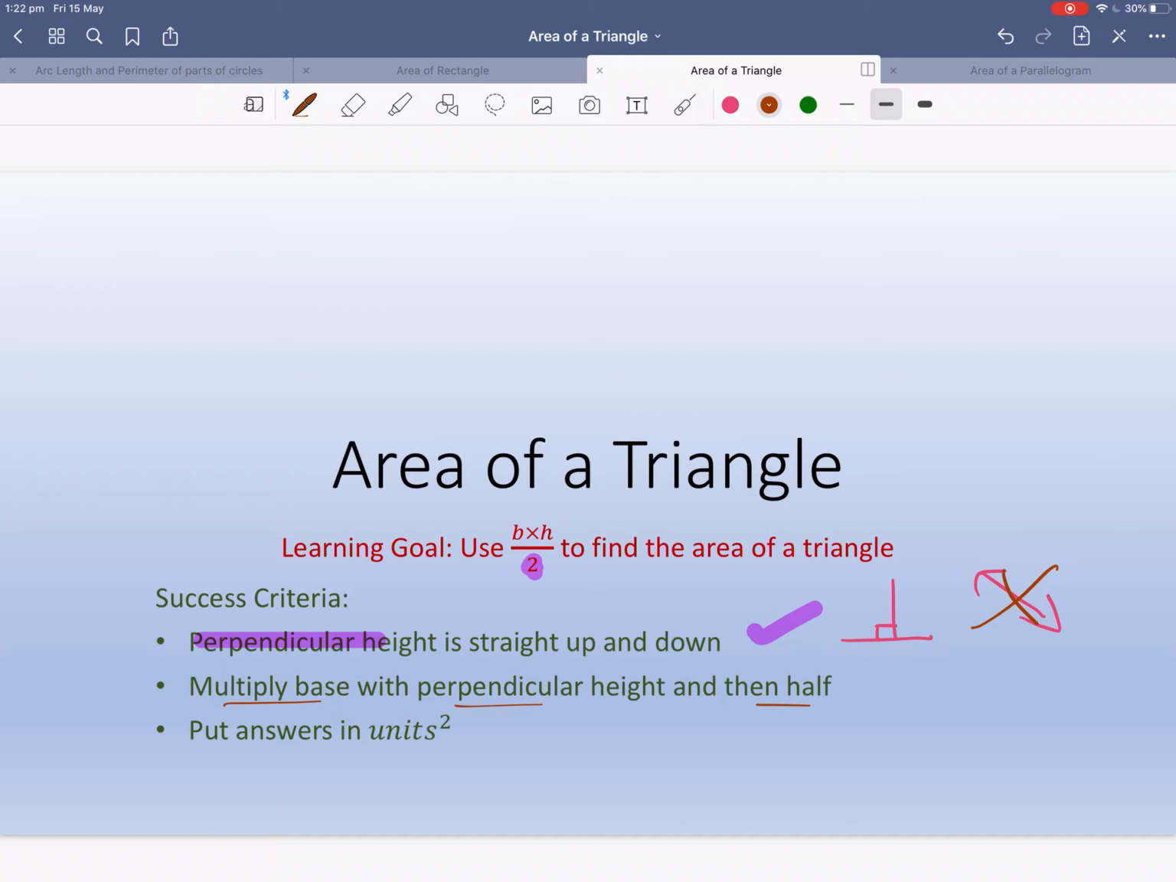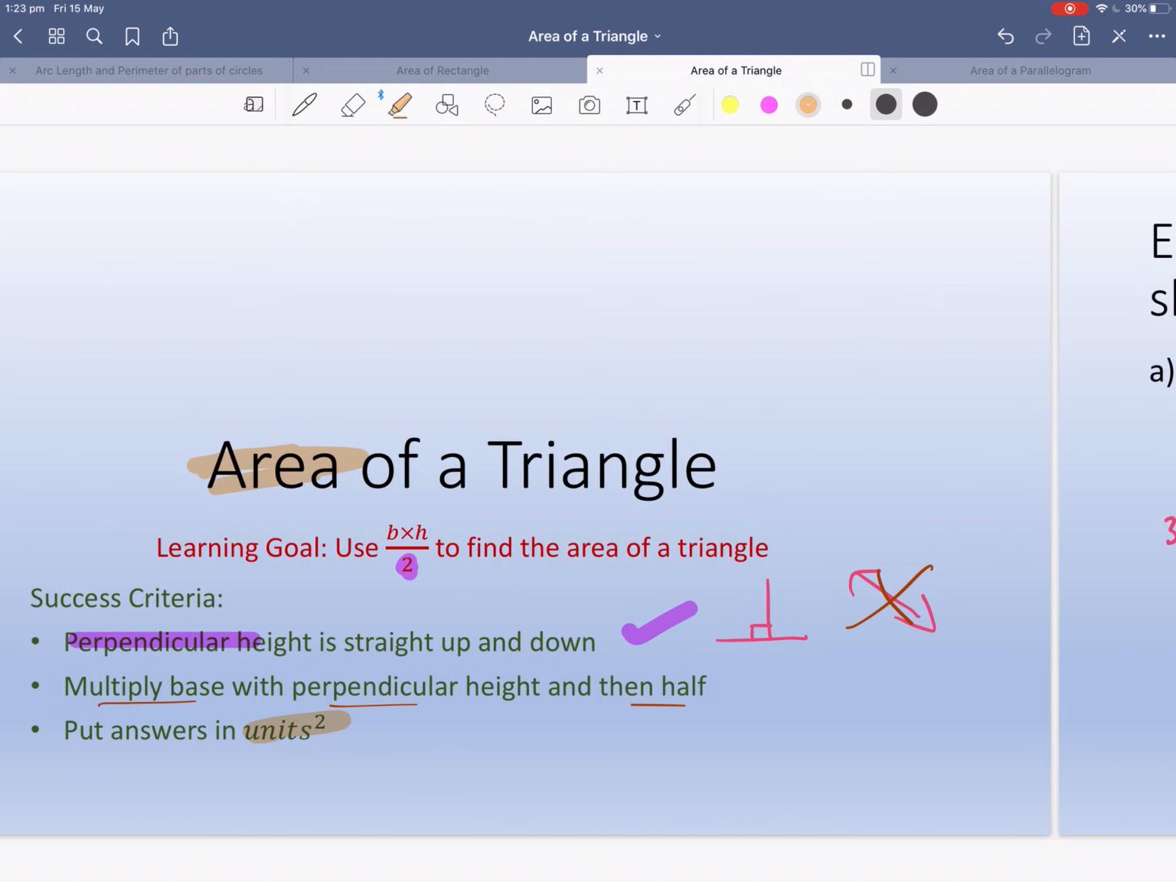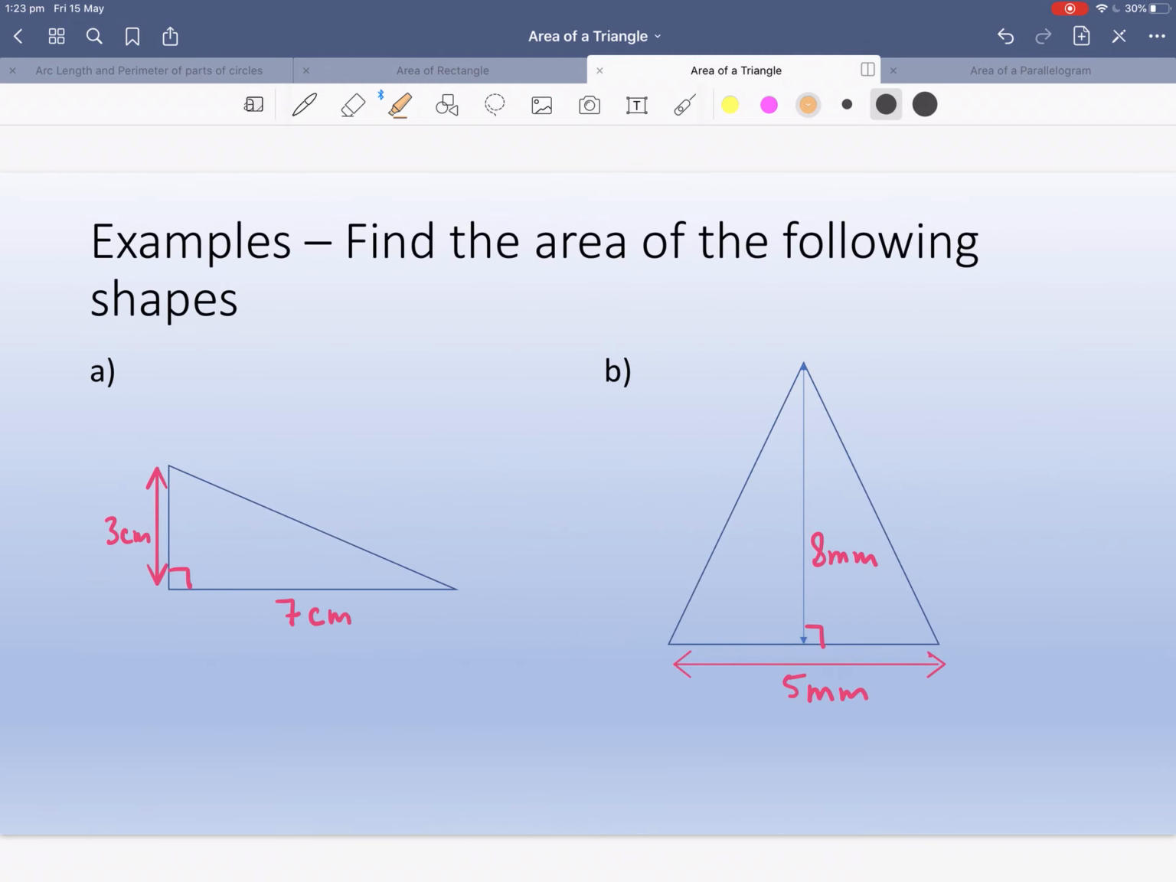And also because area is square area, we're going to put units squared in our answer. So area is square area. Okay, let's look at these examples. So what we're going to do is just multiply the base times height and then halve it. So here the area will be base times height, and then we're going to halve our answer, and we halve it by putting it over 2.